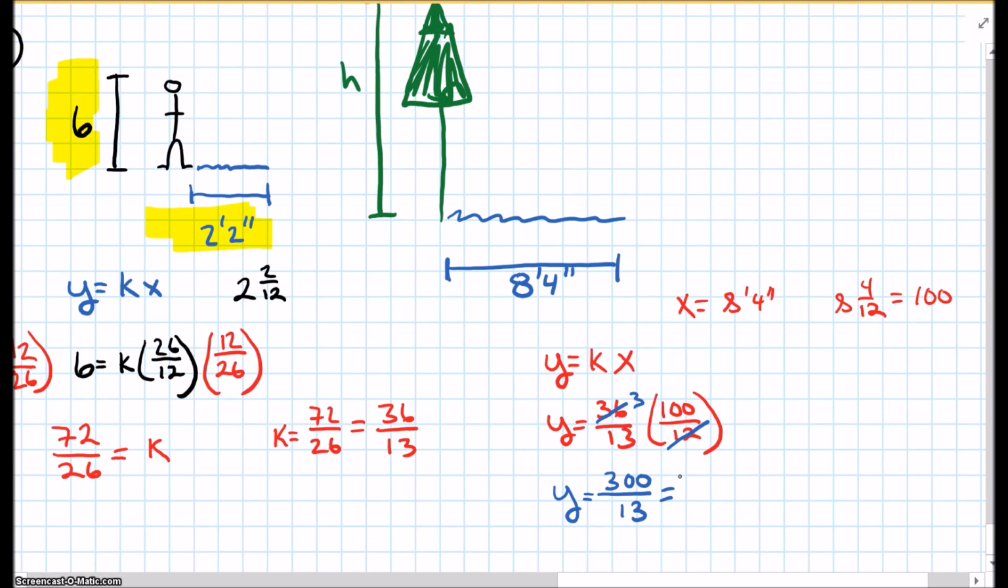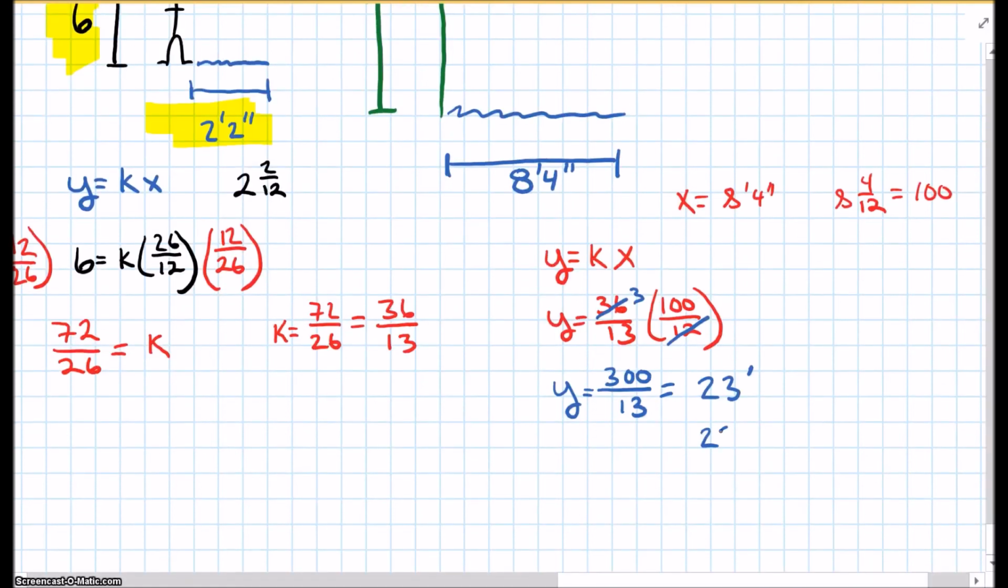Okay. So how can I write that? So you can say that is 23 feet if you wanted to. 300 divided by 13 is 23 and some change. 23 times 13 is 299. So you could say 23 feet and 1 over 13. Okay.